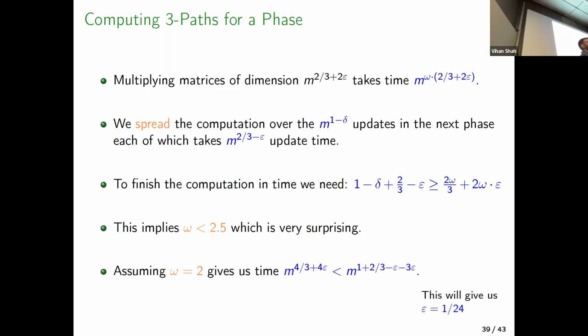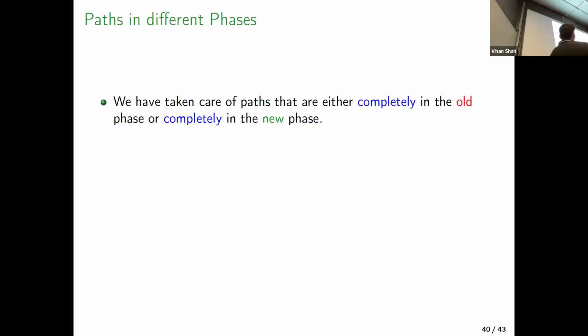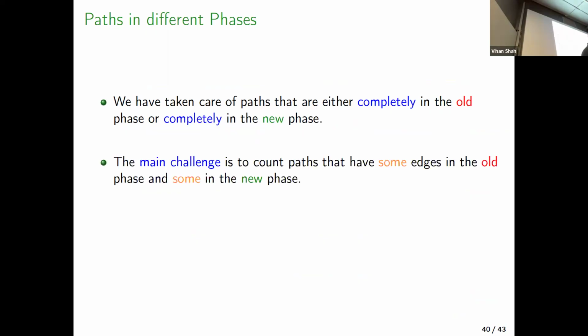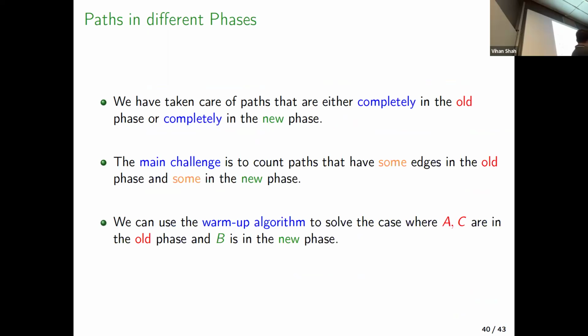All right. So what we've done is we've taken care of paths that are completely in the old phase, and we've taken care of paths that are completely in the new phase. But the main challenge is figuring out these paths that have some edges in the old phase and some edges in the new phase. The only thing I want to say here is if you look at these kinds of paths where A and C are in the old phase and B is in the new phase, this is exactly the warm-up algorithm.